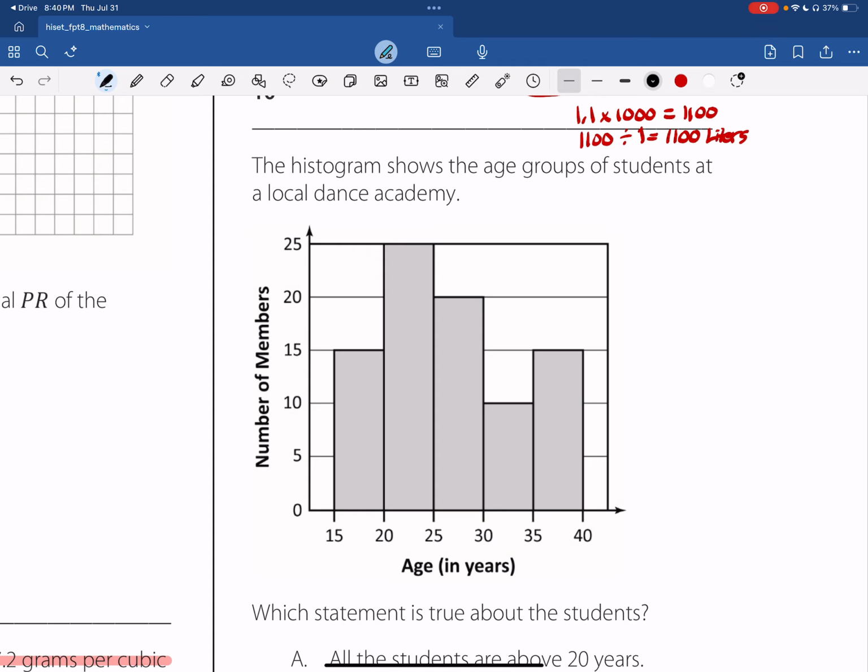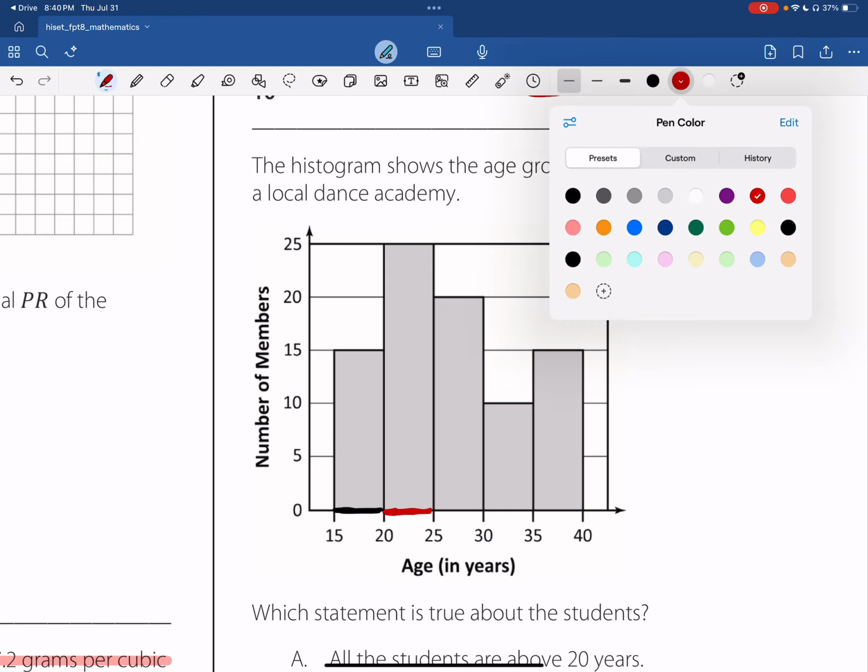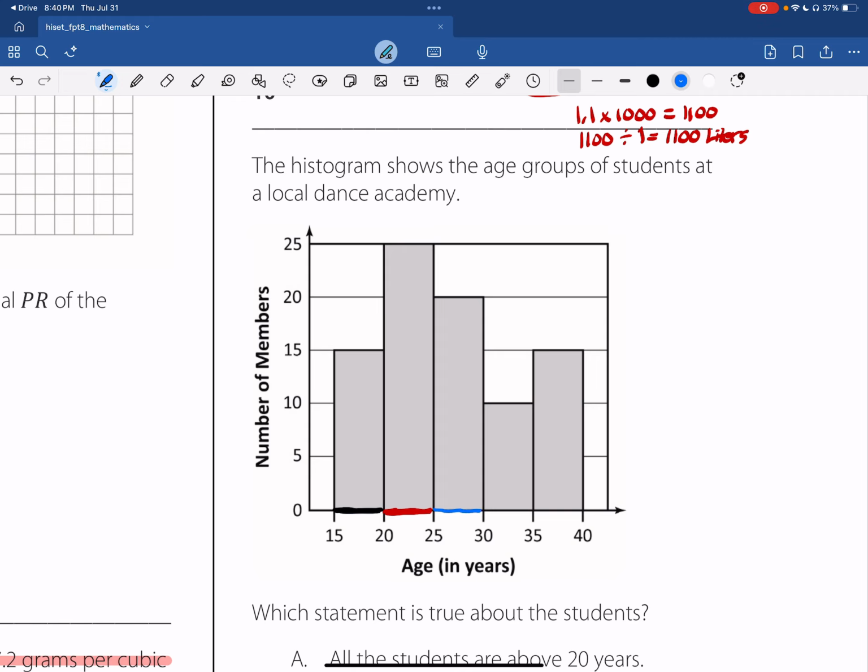Let me rephrase that. There are 15 people between the ages of 15 and 20. So in this age range, in that interval, there are 15 people. In the interval from 20 to 25, there are 25 people. There are 20 people who are 25 to 30 years old.